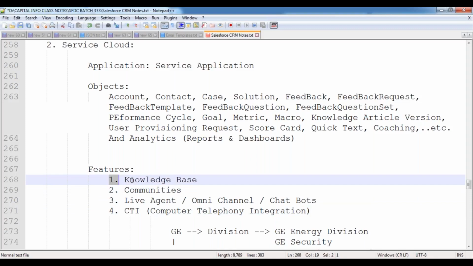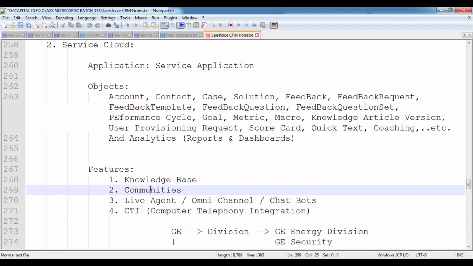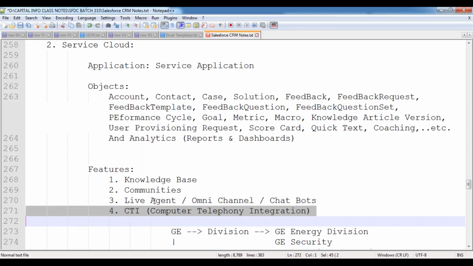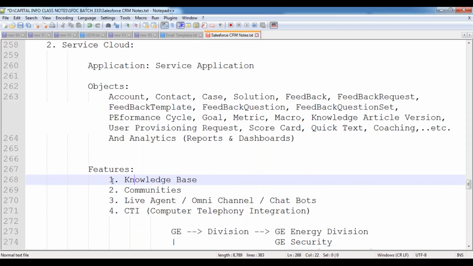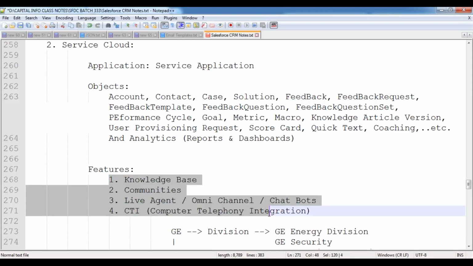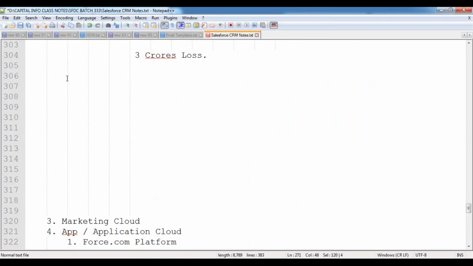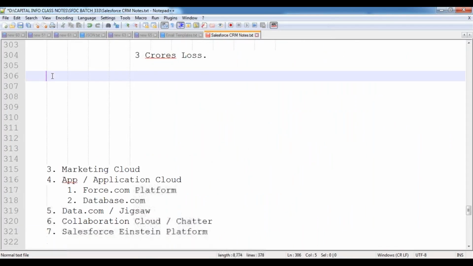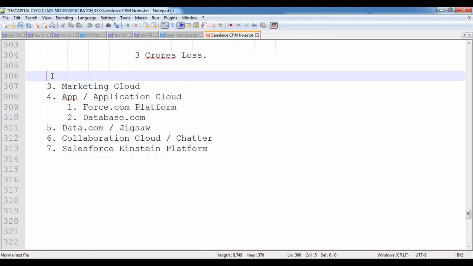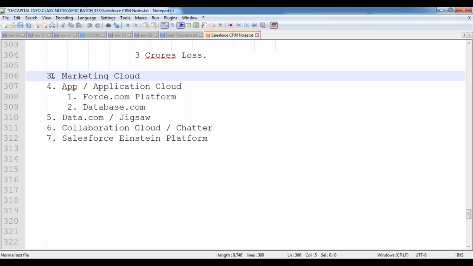What exactly the knowledge base, the community, the live agent and CTI are, we'll see in the next session. In the next session, we'll see the remaining information. We'll see these four features. Along with that, we'll continue with the remaining cloud services offered by Salesforce, like the marketing cloud, the app cloud, Data.com, collaboration cloud, and Steam platform. Everything we'll see one by one.